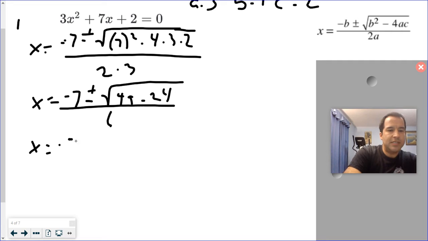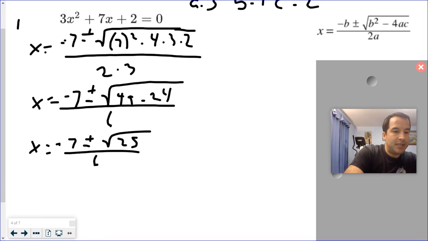x equals negative 7 plus or minus, well, that's pretty nice and easy there, isn't it? The square root of 25 all over 6. So now I can split it into x equals negative 7 plus the square root of 25, which is 5, all over 6.